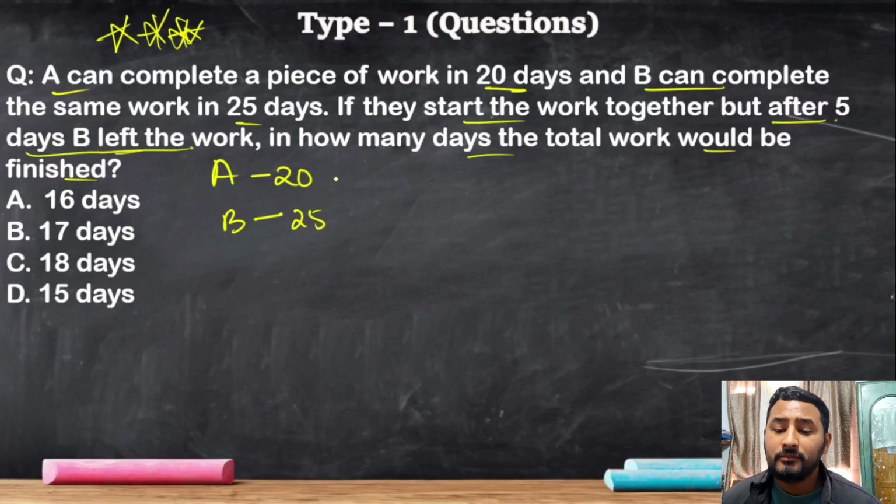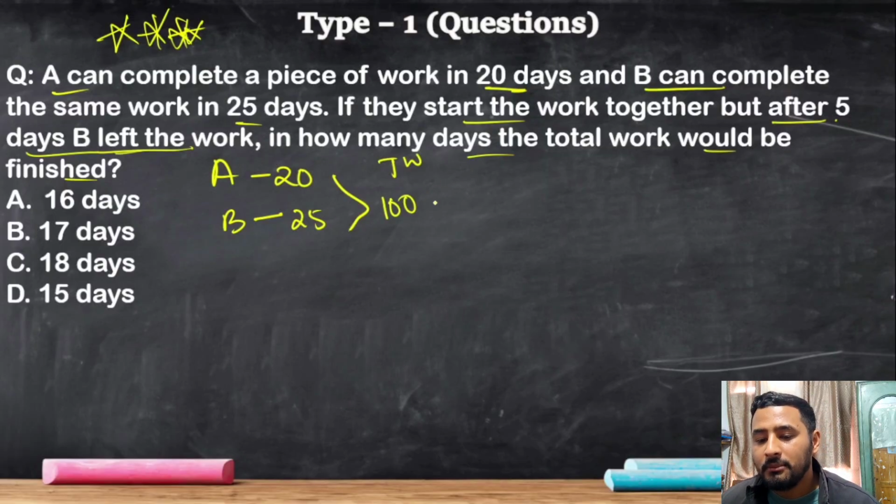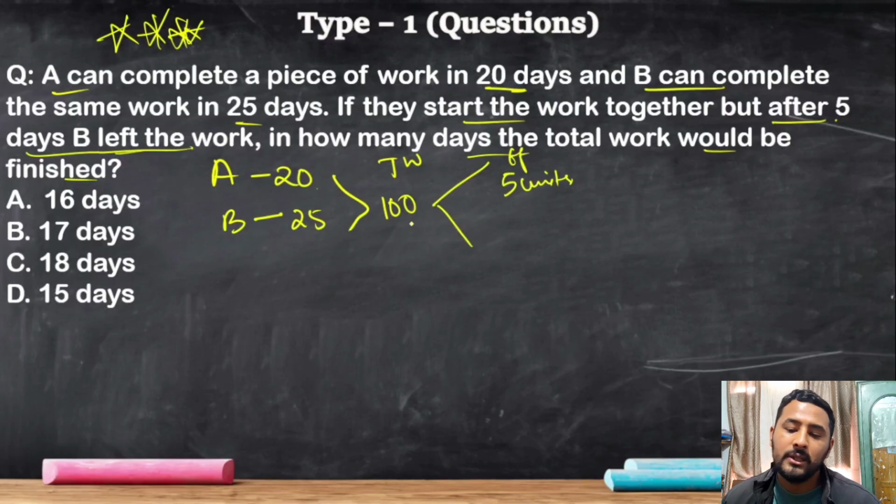So let us see. First thing is same. Get the LCM. 25 1s are 25, 25 2s are 50, 25 3s are 75, 25 4s are 100. 100 is also divisible by 20. To get the efficiency, what should you do? 20 into how much is 100? 20 into 5. 5 units, A alone. B, 25 into 4 is 100. So A can alone do 5 units of work in a day, and B alone can do 4 units of work in a day. But our total work is 100.